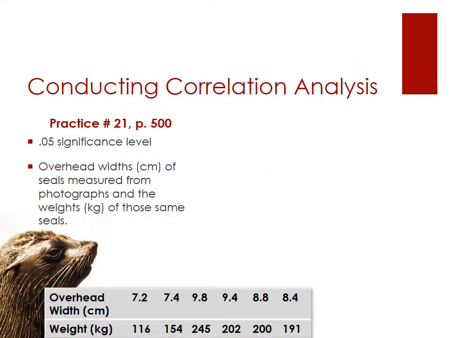Here we're going to look at a practice problem with some data from exactly this kind of situation. We're looking at practice problem number 21 on page 500. We've been given a significance level of 0.05, and we have the overhead width in centimeters of the seals pulled from a photograph, and also the weights for those same seals. Individuals first did the photographs, then came in, got the exact same seals, and weighed them. We're going to use this information to estimate how effective this technique would be to apply to others.